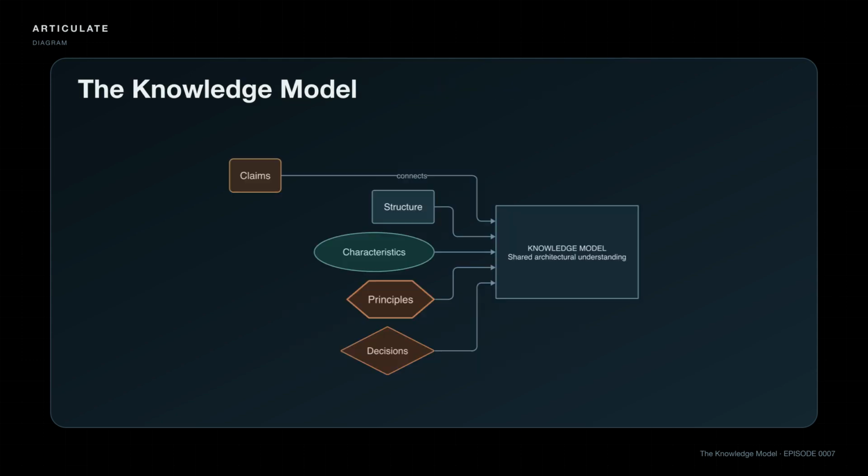The knowledge model is the way Articulate represents architectural understanding. It brings together the architectural concepts we've explored throughout this episode: structure, characteristics, principles, and decisions, and the claims that connect them. Each claim captures something the platform currently understands about the architecture. Together, those claims form a connected body of knowledge rather than a collection of disconnected facts.